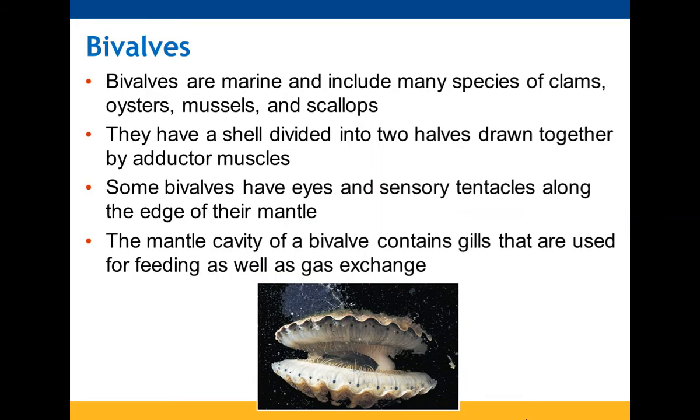Bivalves are found in marine habitats: clams, oysters, mussels, scallops. These are the shells I love to get at the beach. After their animals have left them, they're divided into two halves, drawn together by adductor muscles. Some of them will have eyes and sensory tentacles. The mantle cavity contains gills, which are used for feeding as well as gas exchange.